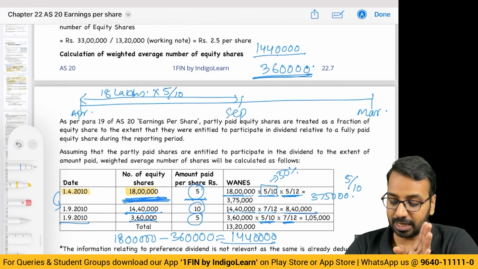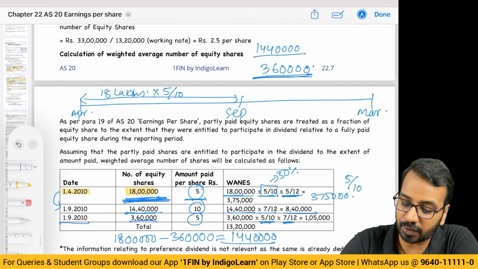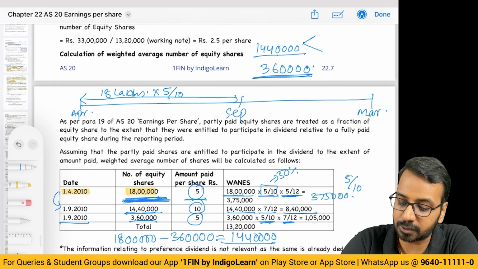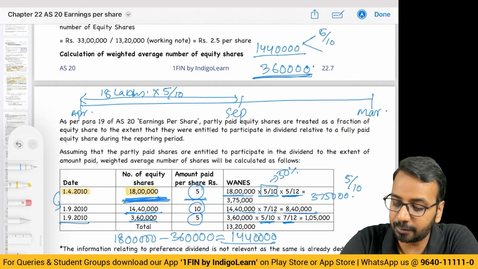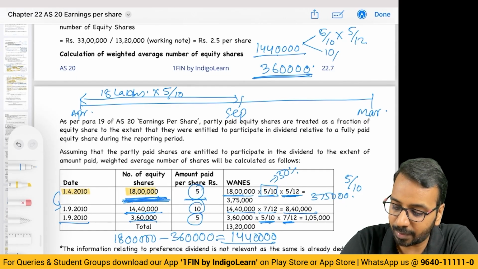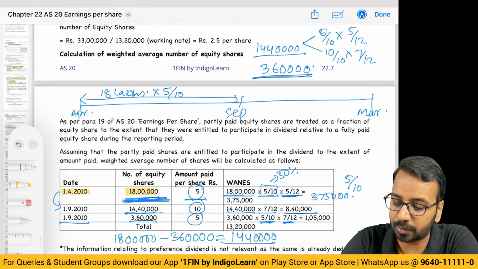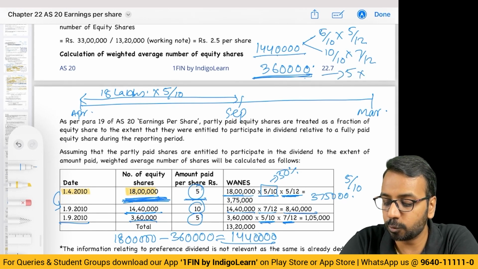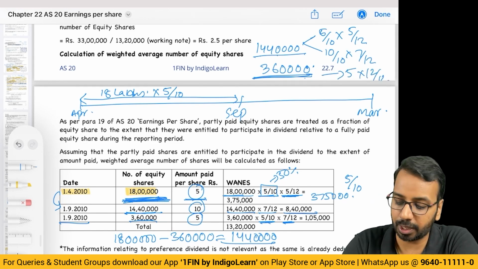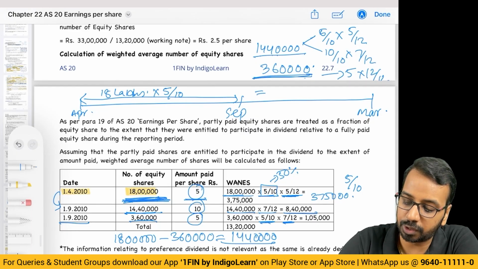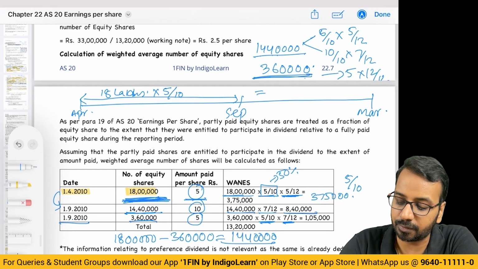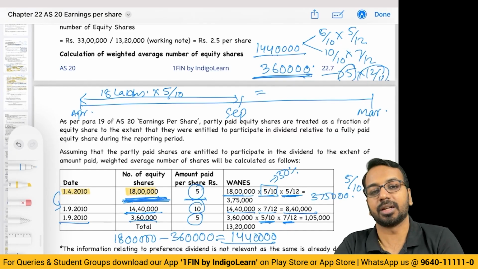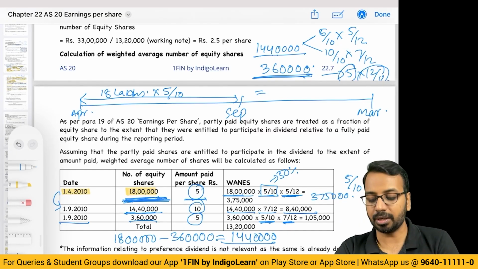For the first 5 months, again the calculation will be same only. For the first 5 months, you will do two parts. 5 by 10 into 5 by 12. For the second part, 10 by 10 into 7 by 12. And for this 360, we can take 5 into 12 by 12. Okay. So what happens is 1440 into 5 by 10 into 5 by 12. Then this is the second part, and 360 only 5 is paid for the full year. So that also is an approach which you can consider.